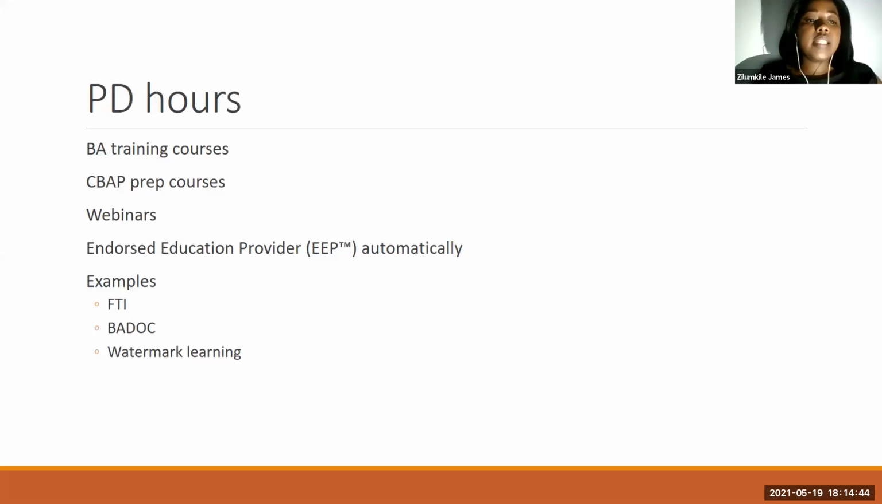Okay, so these are examples of endorsed EEPs, providers that you can use. FTI, I know the FTI has both the business analysis diploma and certificates, as well as the CBAP prep course. The BA Doc, which is what I used, also has the CBAP prep and the CCBA prep courses.